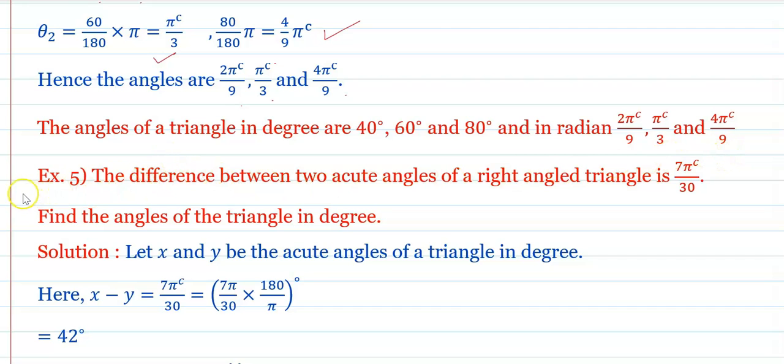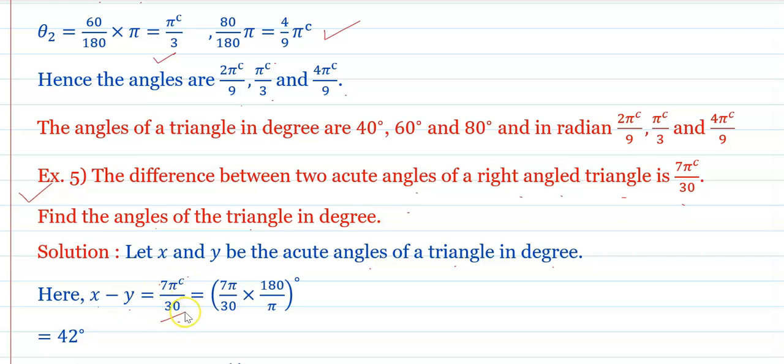Now the next question, number 5. The difference between the two acute angles of a right angle triangle is 7 pi radian upon 30. Find the angles of the triangle in degree. Let x and y be the acute angles of the triangle in degree. Therefore x minus y is equal to 7 pi radian upon 30.